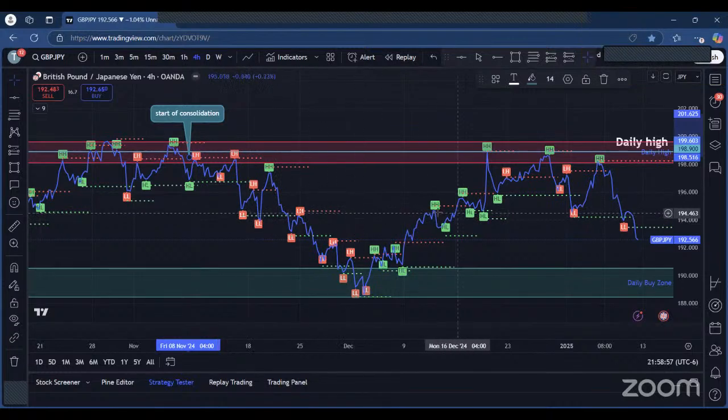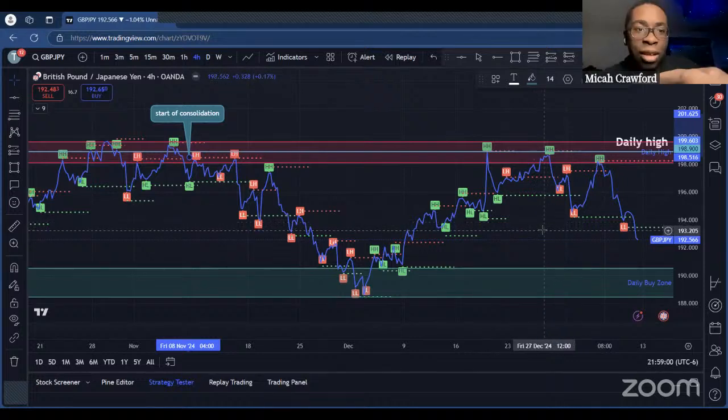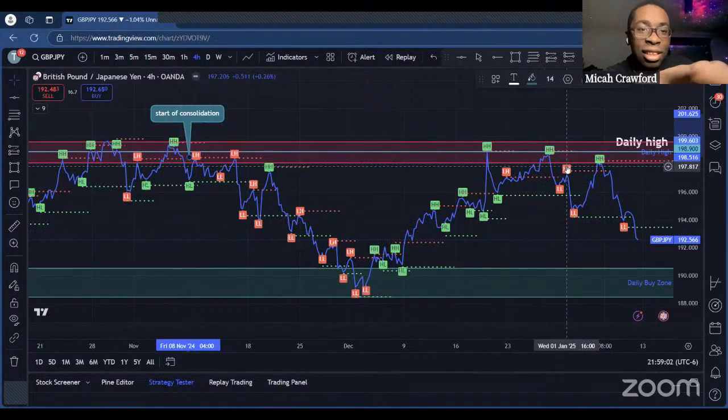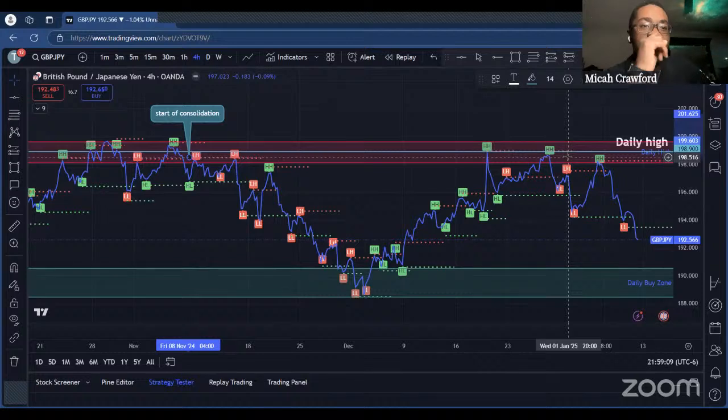All right, so we're at 192,566. Look to the left and tell me what you see right above the two higher highs, just above the green line. I want you to grab a horizontal ray.